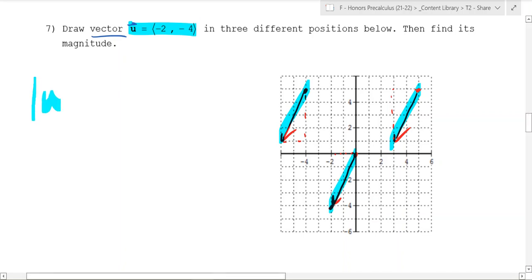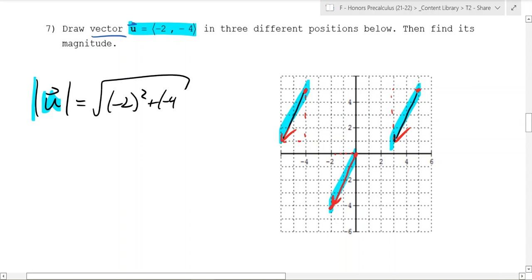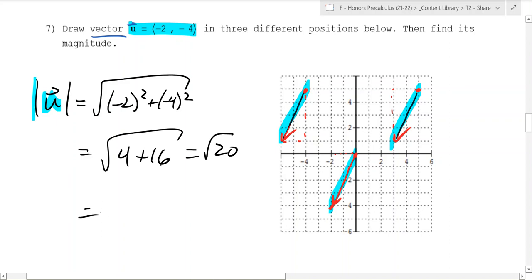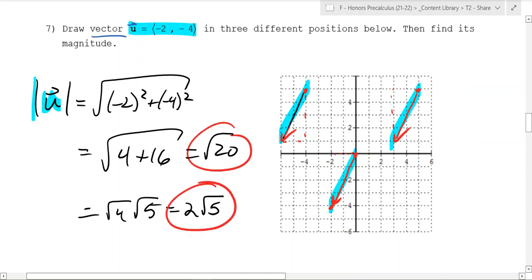What's the magnitude of u? And I'll use regular marker there. It's going to be the square root of -2 squared plus -4 squared. See the parentheses? Make sure you do that. So it's going to be 4 plus 16, which is root 20. And yeah, you could do that as root 4 times root 5, which is 2 root 5. Either one is fine. I would accept either this or this. You don't have to simplify the radicals unless you have to.